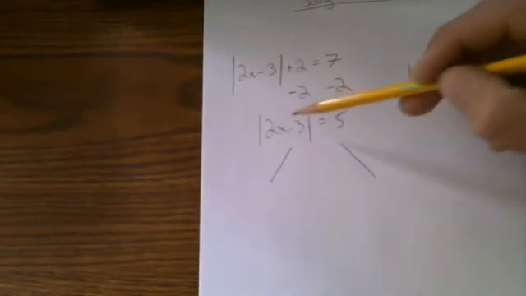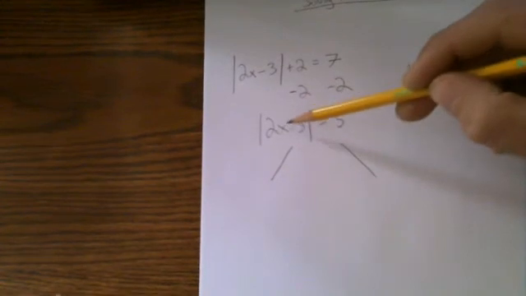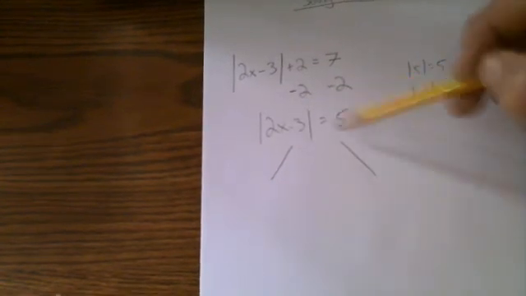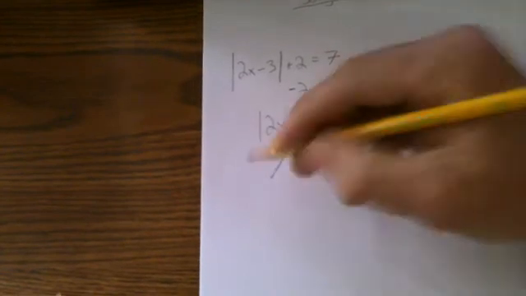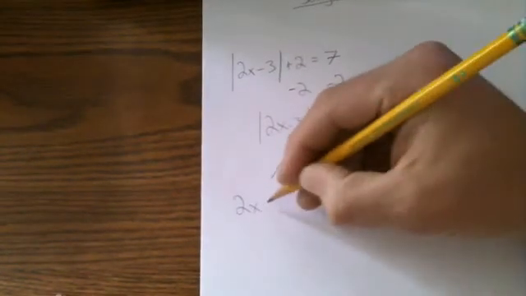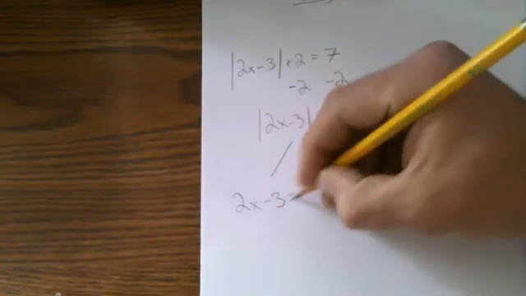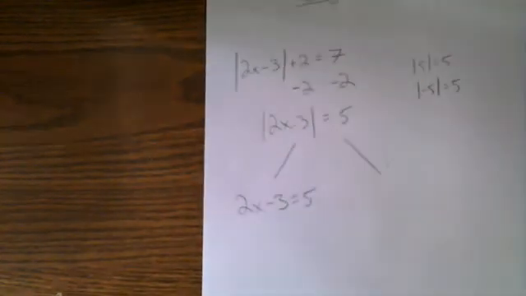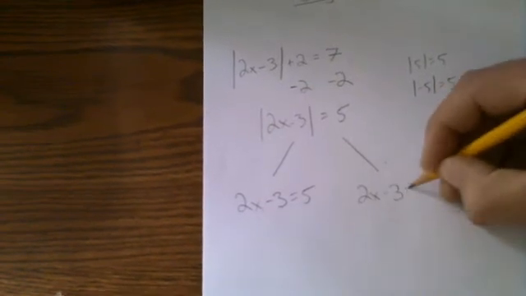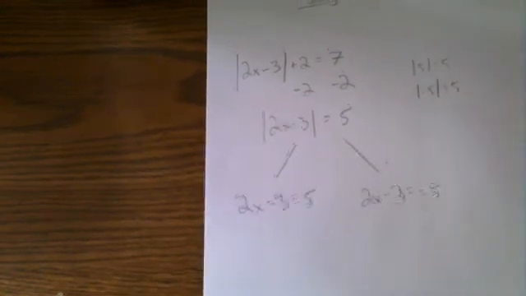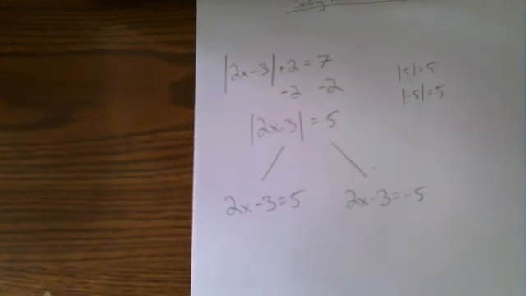So as soon as the absolute value bar is isolated, whatever's on the other side, make it positive and make it negative and solve them both. And that'll drop the absolute value bars for you. So the inside is equal to positive 5, and the inside is equal to negative 5. So we're going to get two solutions for this.